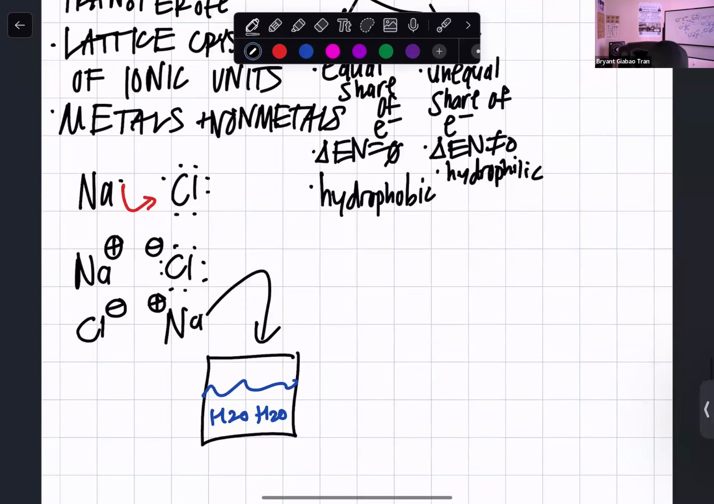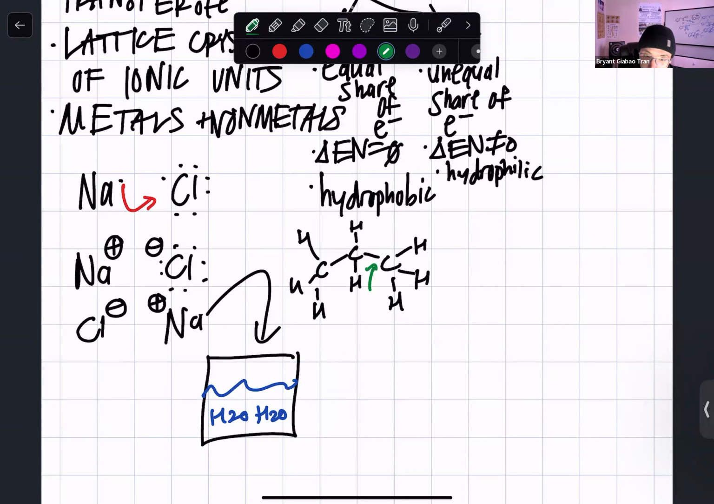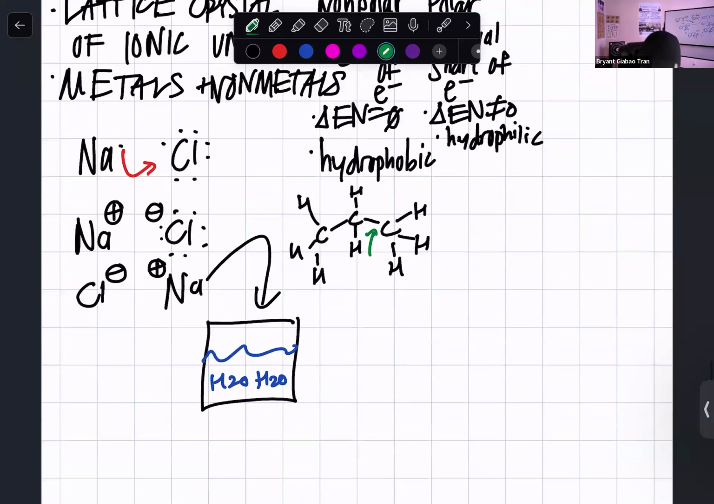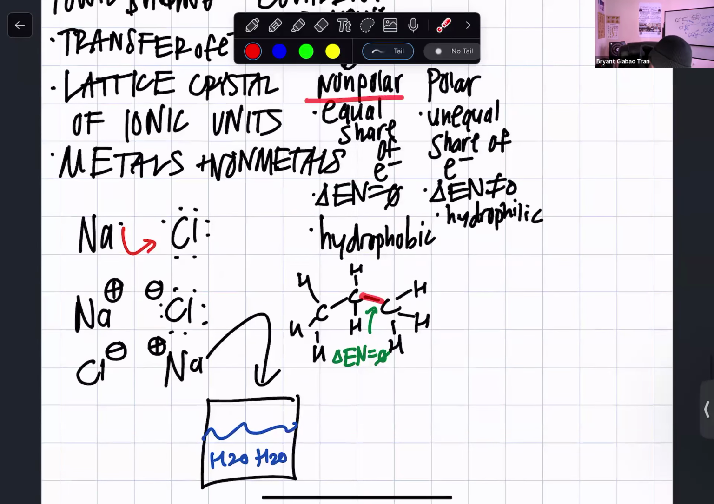So an example would be something like this. If I have propane and I look at this bond between carbon and carbon, they are the same atom, right? Carbon and carbon, so they have the same electronegativity. If I take the difference in electronegativity between them, it's going to be 0, right? So there's no dipole moment here, right? This is an equal sharing of electrons, making it a non-polar covalent bond.